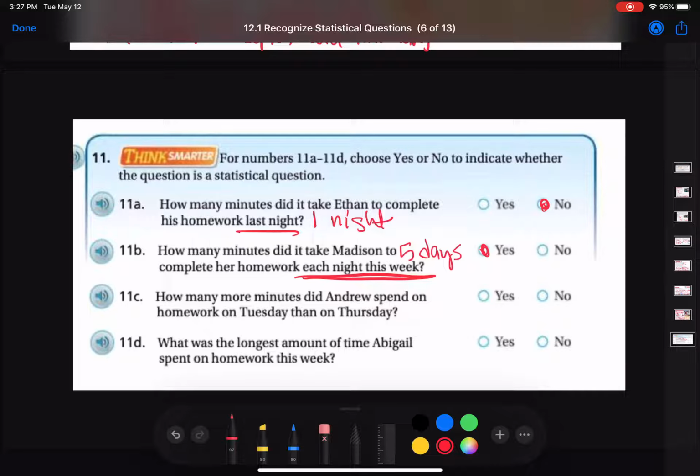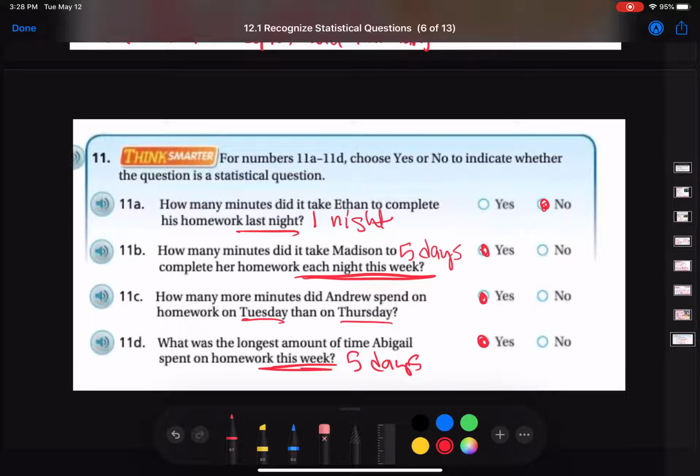How many more minutes did Andrew spend on homework on Tuesday than on Thursday? Okay, so now think about it. Is it only asking you about 1 day? No, it's asking you about Tuesday, and then it's asking you about Thursday. And chances are he didn't spend the same amount of time each day. So it's going to vary. So then this one is a yes. And then the last one, what was the longest amount of time Abigail spent on homework this week? Again, it's asking you for a week, so that's at least 5 days. So yes, that's a statistical question. So the only one that isn't is the first one.